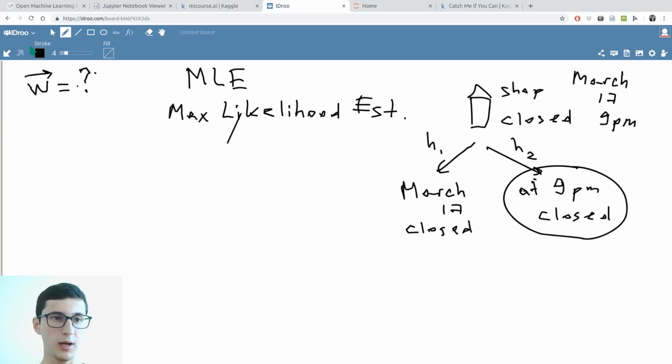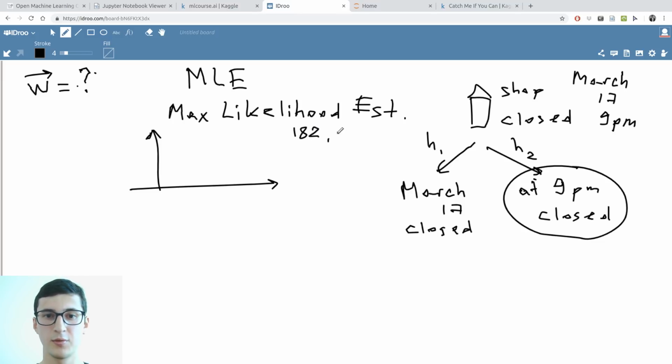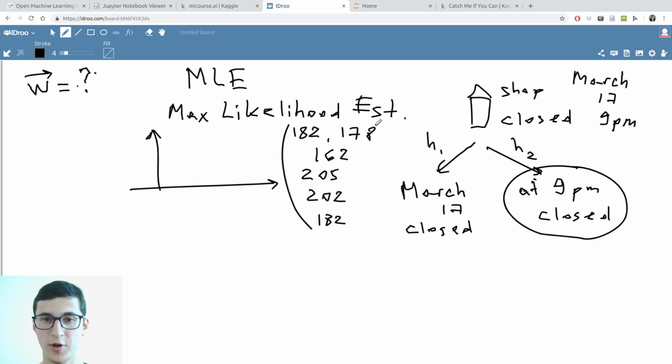So the maximal likelihood principle is very often used in statistics to fit distributions to observed data. Let's say we've got a bunch of people and we measured their height, and we plot the distribution of these heights. So we see 182 centimeters, 179, 162, 205, 202, 182. So actually we have a vector of our observations.